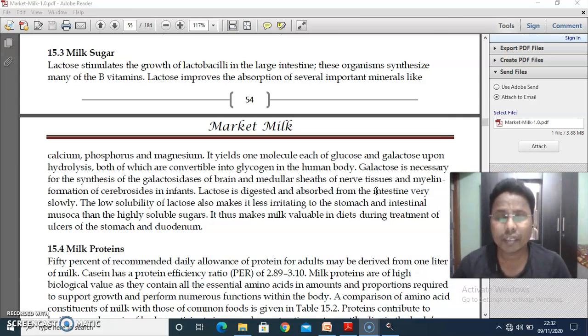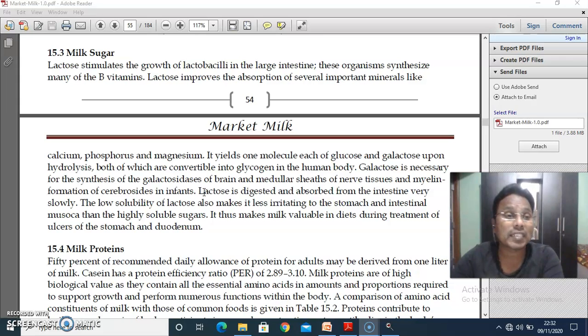And in this lecture, we are going to study the milk sugar. This is the second component which plays a very important role in the nutrition of human beings. So let's see about the milk sugar. Milk sugar means lactose, and it stimulates the growth of lactobacilli in the large intestine.